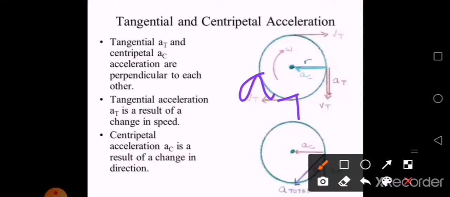Now, one thing you have to remember is that the centripetal acceleration is a result of change in direction, whereas tangential acceleration is a result of change in speed. Okay, tangential acceleration is due to the change in speed, and centripetal acceleration is a result of change in direction. And one important thing you have to keep in mind is that tangential acceleration and centripetal acceleration are both perpendicular to each other.